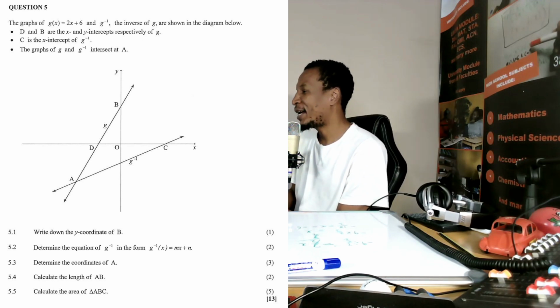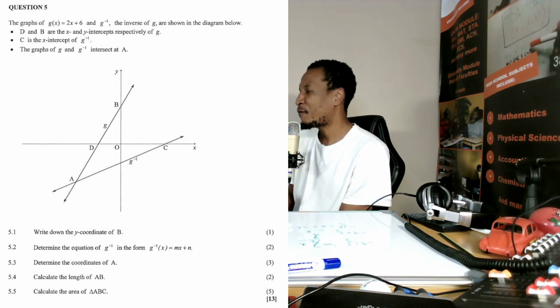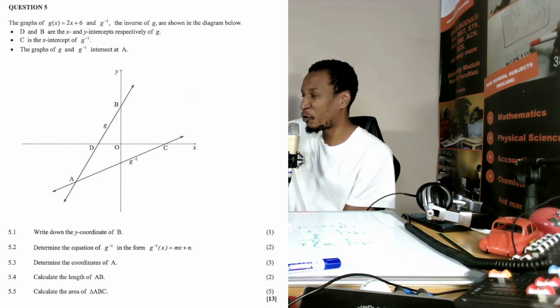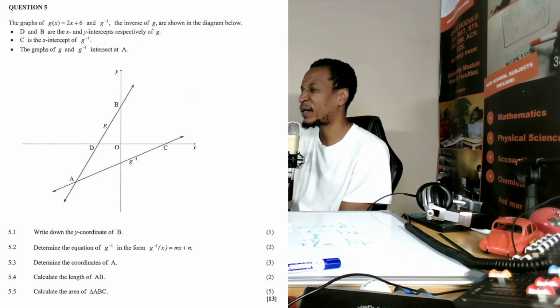Now, 5.1, we have to write down the y coordinate of B. 5.2, we have to determine the equation of the inverse function in the form g to the power of minus 1 of x equals mx plus n. And then 5.3, we have to determine the coordinates of A. Without wasting time, let's go through it.